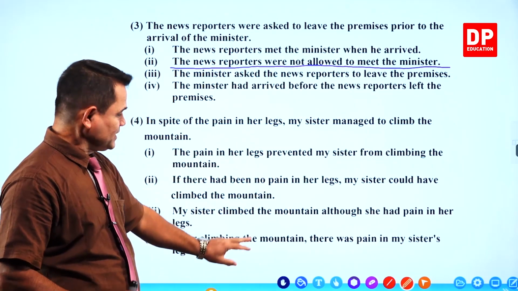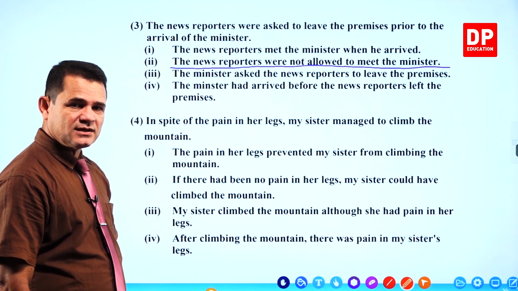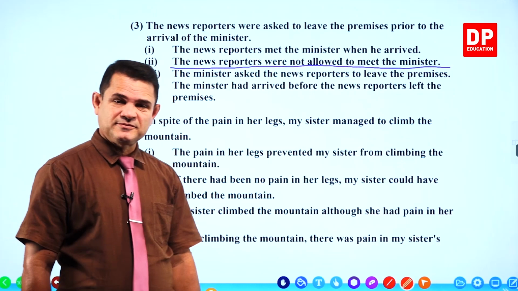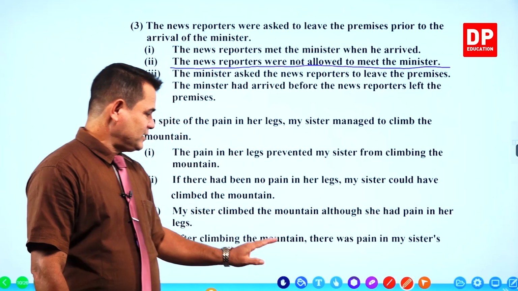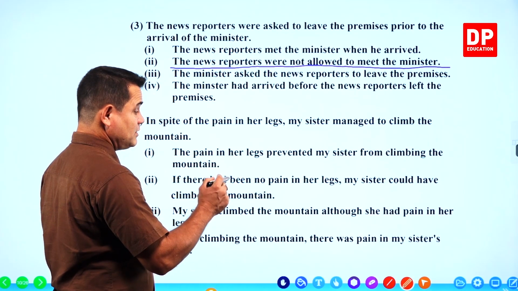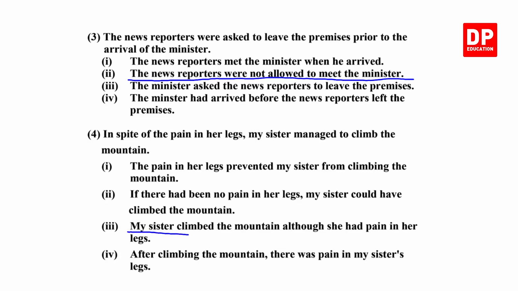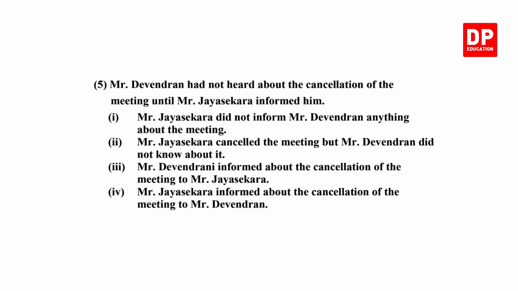Same meaning. Let's look at the last one also. After climbing the mountains, there was a pain in my sister's legs. That was not said either. So it's very clear then. The third one is the answer. My sister climbed the mountain although she had pain in her legs. So this is the answer. Right. Now let's go to the next question. Question number 5.